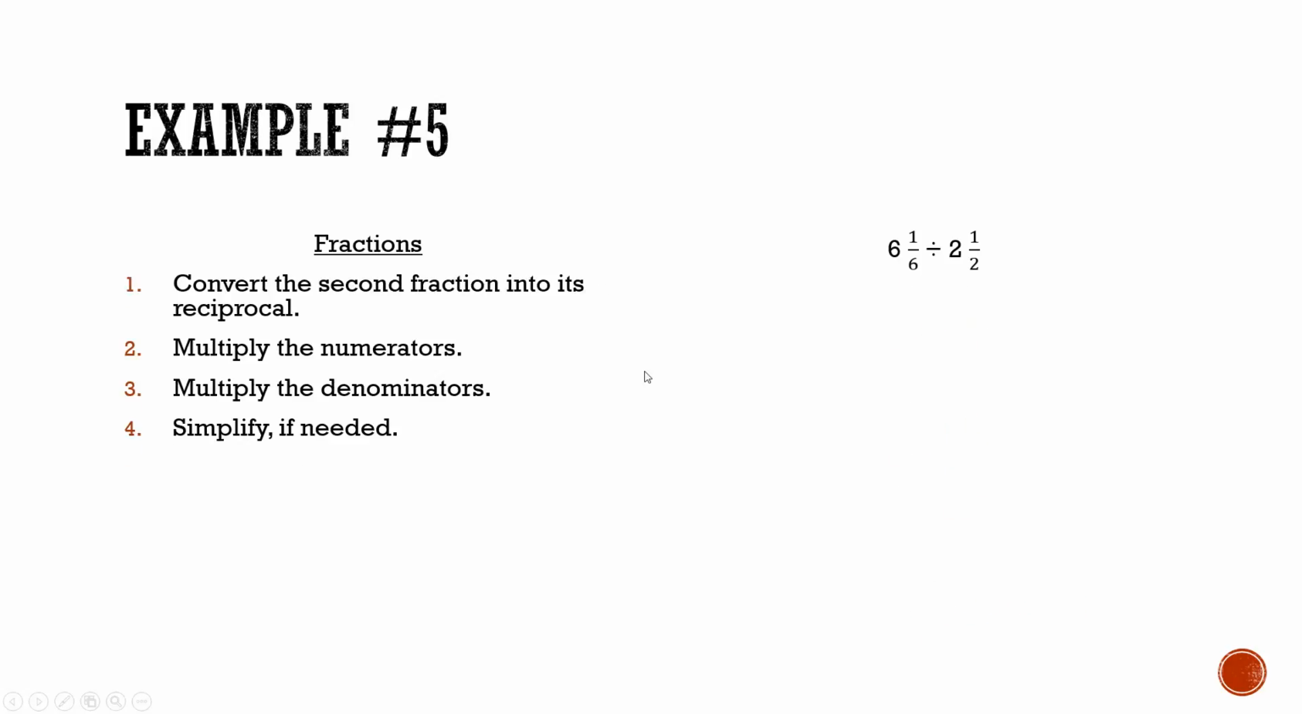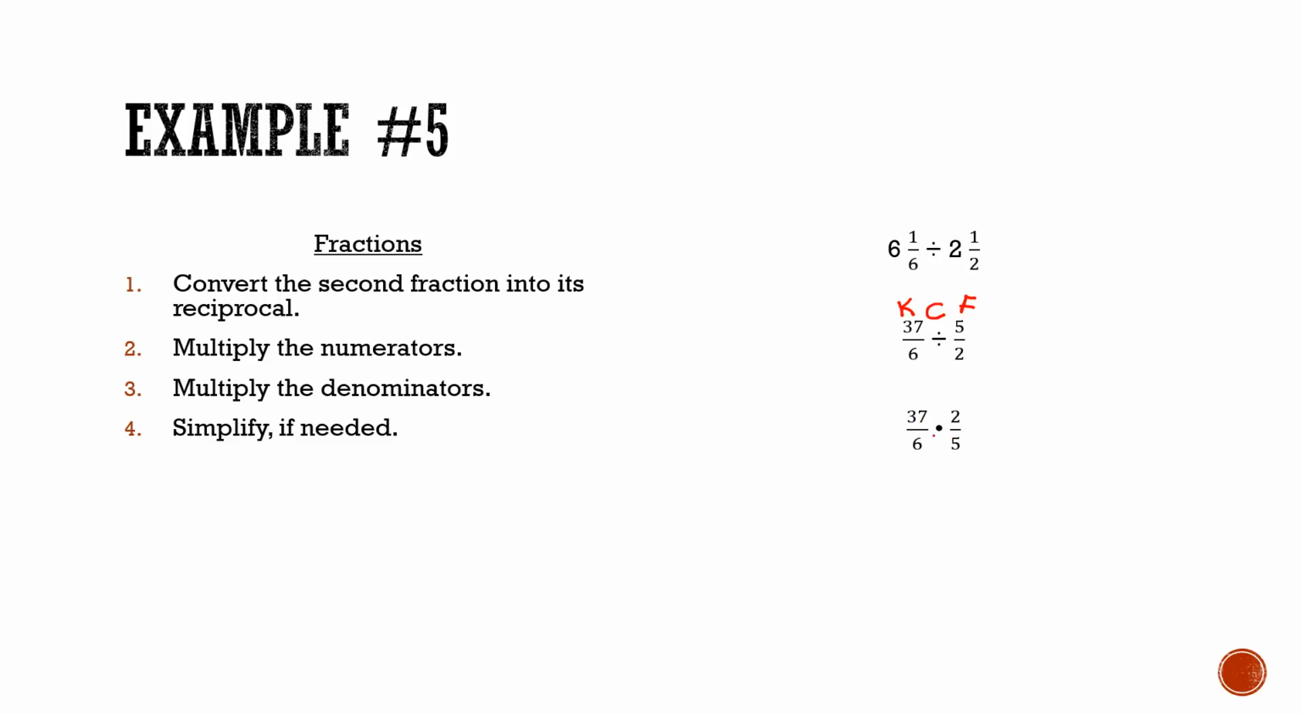Let's look at one with mixed numbers. Our first step is to convert into improper fractions, okay? Once we convert into improper fractions, we know that we keep the first fraction and we multiply by the reciprocal. So we change to multiplication and we flip the second fraction, okay? So 37 over 6 stays the same. Division changes to multiplication, and 5 over 2 becomes 2 over 5.